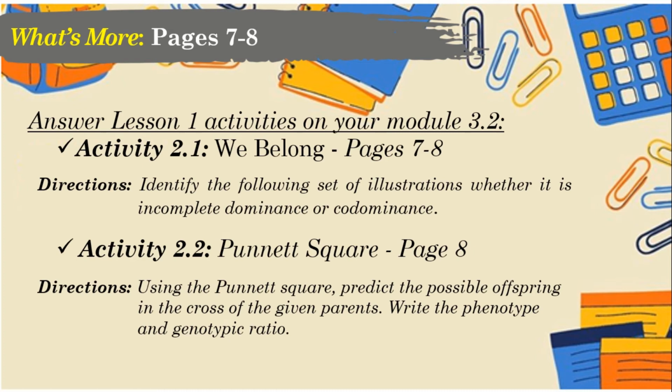For your activity 2.2, it is entitled Punnett square, which can be seen on page 8, wherein you are asked to predict the possible offspring in the cross given by the parents in your module. So you just have to write the phenotype and the genotypic ratio, or whatever is being asked of you. Okay, so that is indicated in your module.